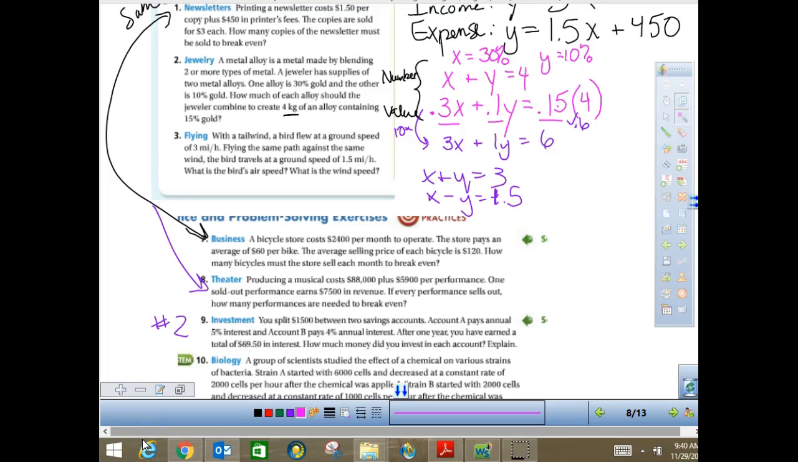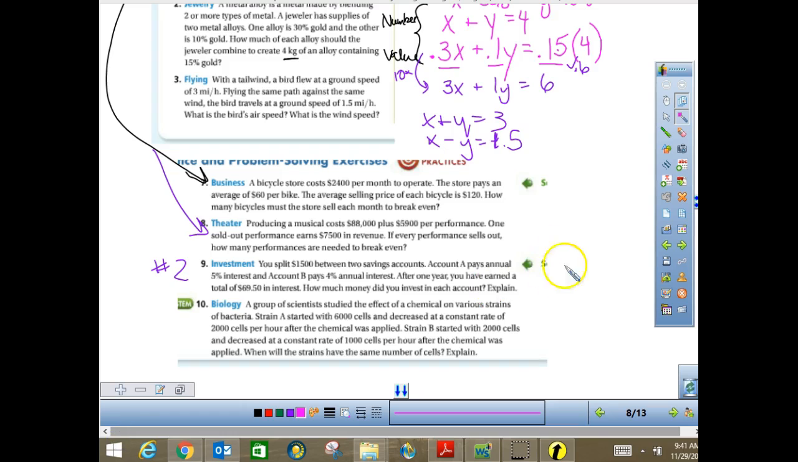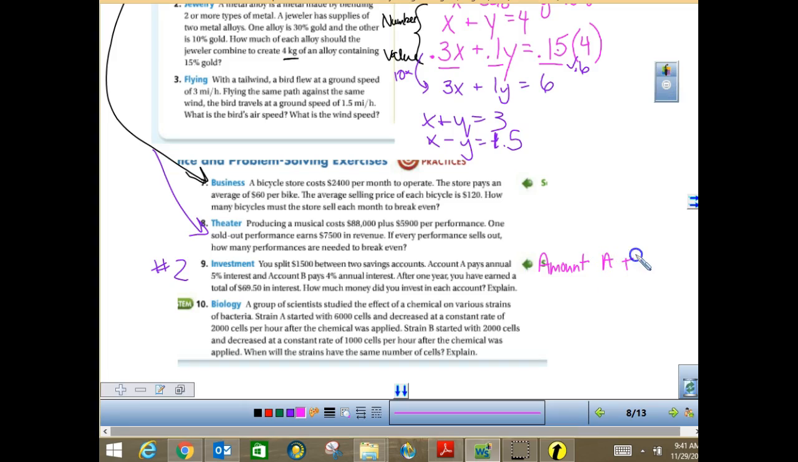Number 9, as we write our equation, we want to write it as, how much money do you know you have? Do an amount equation. What do we know our amounts were? We had A plus what? Plus B, and how much money did we have?